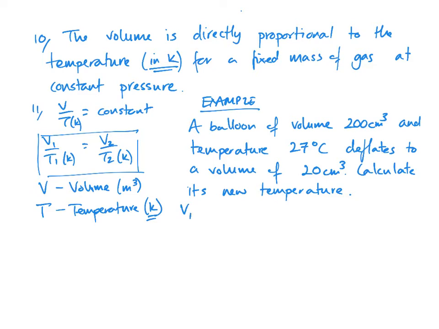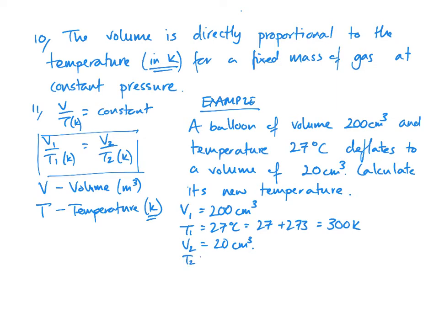So once again, V1 and T1 go together. So V1 is 200, T1 is 27 Celsius. It's quite a warm room temperature. Normal room temperatures would be about 20, but like I say, it comes up a lot, gives you a nice round number for your Kelvin temperature. And V2 is 20 cubic centimetres. And we're trying to work out T2.